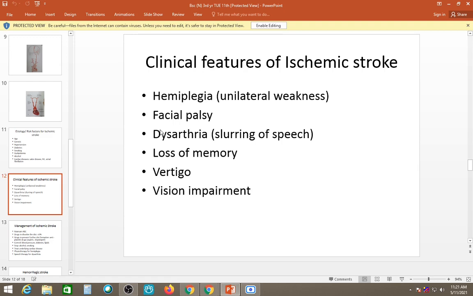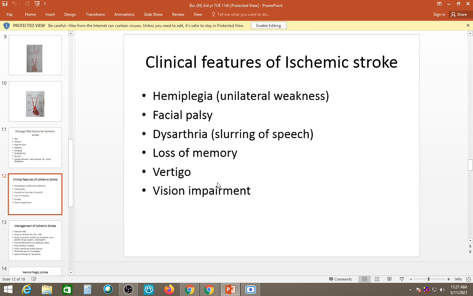It can cause paralysis of the face, facial drooping. It can cause dysarthria, that means slurring of the speech, loss of memory, vertigo or giddiness, and loss of vision or visual impairment. Very important, all these features will occur very rapidly because stroke occurs suddenly. It will not occur slowly. Suddenly, within a few seconds, it is going to start like a bolt from the blue.